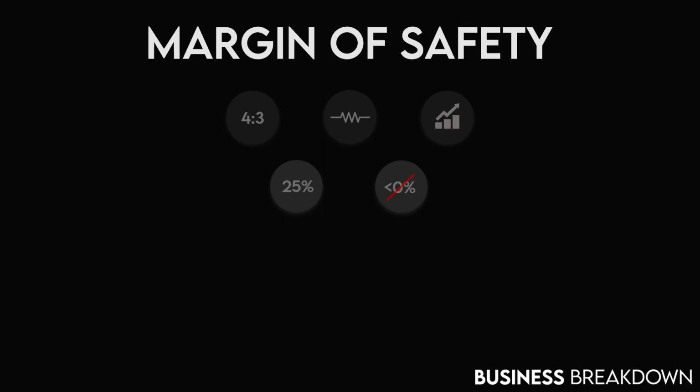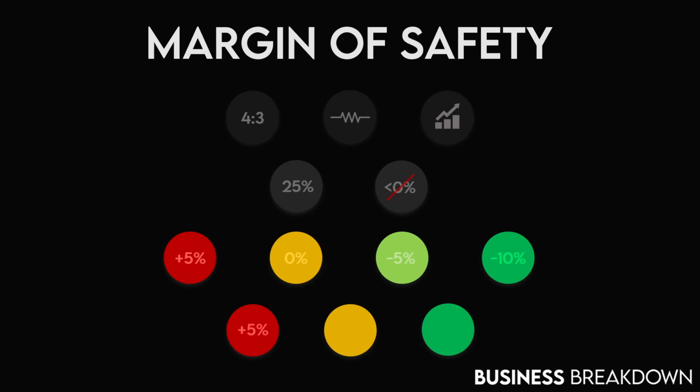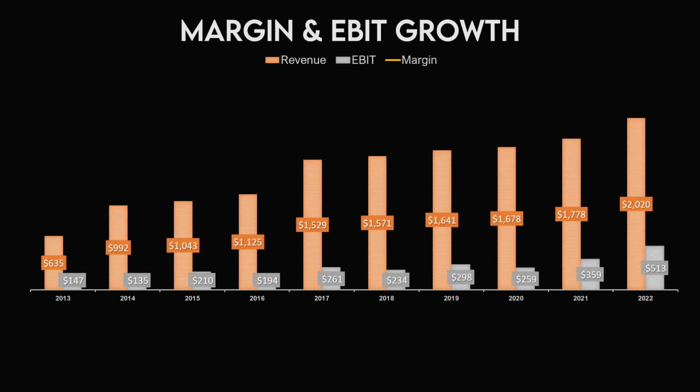When we are using 4 colors in a scale, bright red means a 5% increase, orange will mean no change, light green means a 5% deduction, and bright green means a 10% deduction. When we're using 3 colors, bright red means a 5% increase, orange will mean no change, and bright green means a 5% deduction. The first metrics that we'll be looking at are the margin and EBIT growth.